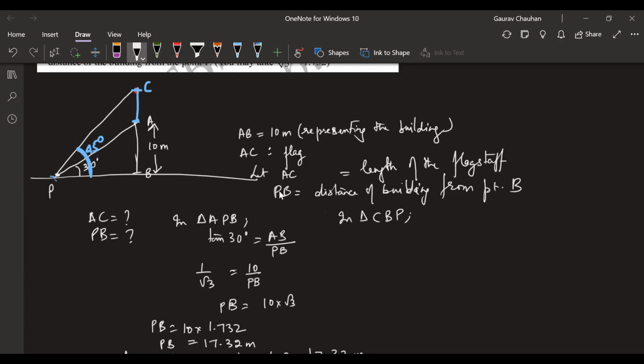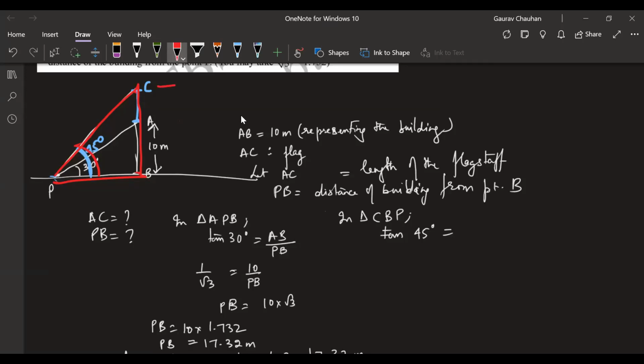I know that tan of 45 degree is equal to what? Nishchay, can you tell me? Tan of 45 degree will be equal to what? Guys, are we listening here? In this particular triangle, tan of 45 degree is equal to what?